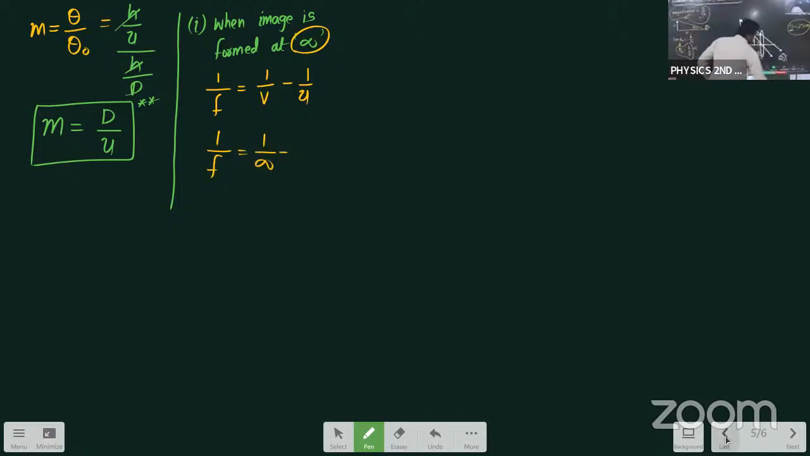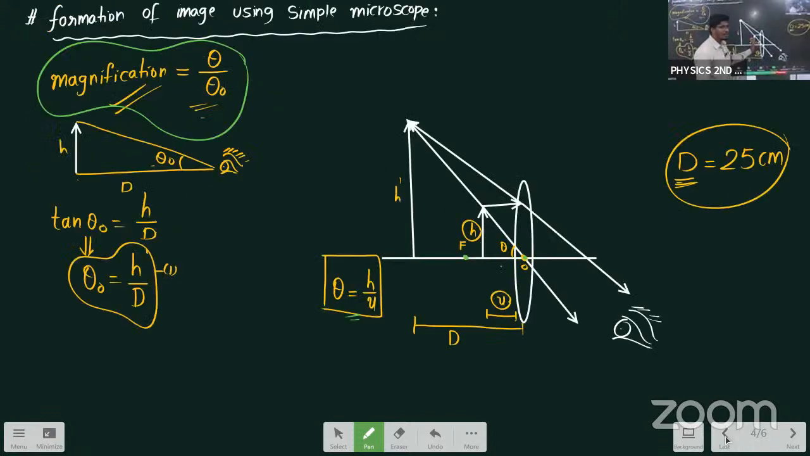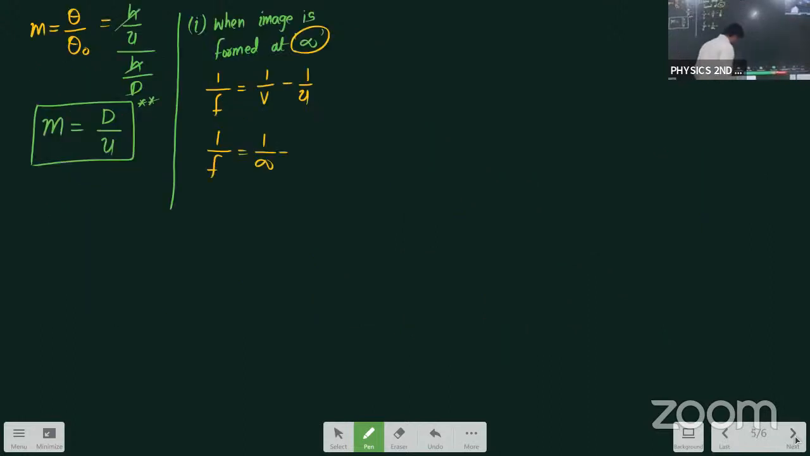See here, the object is kept on the left side of the convex lens or the right side? It is kept on the left side. Yesterday we studied the Cartesian sign convention. Whenever we place the object toward the left of the lens, what will happen? Are we supposed to take the distance as negative or positive? We are supposed to take the distance as negative. So here, in place of u, I am writing 1 by minus u.